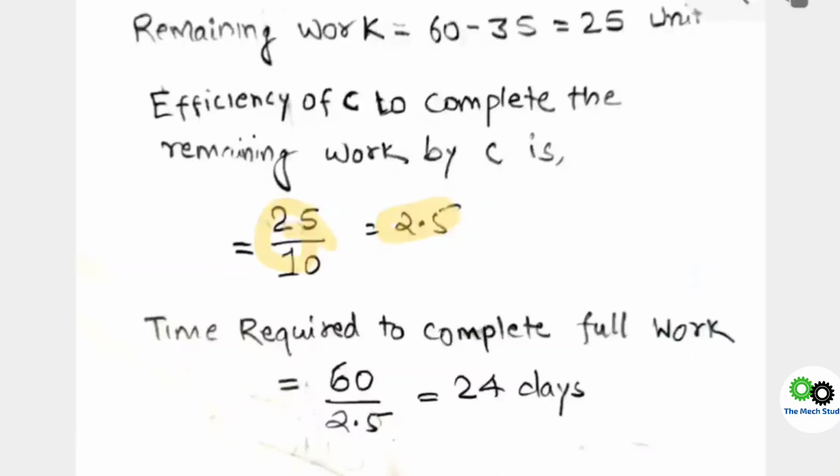And if you have an idea about that, the total work required to complete was 60. In that, the efficiency of C was 2.5, which you have calculated over here. And if you already have the efficiency, then total work divided by efficiency gives the number of days required to complete the work. So the total time of 24 days is required to complete the work of 60 by C.